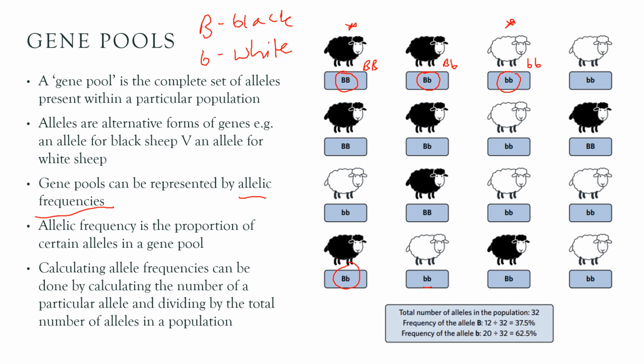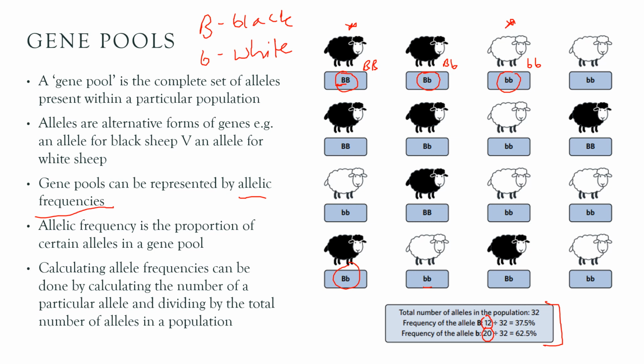So for example, if I wanted to figure out what the allelic frequency was for our capital B, for our black fur, I would count all the capital Bs in this population. So if you go through and count all of them, you will find that there are 12 black alleles in this population. And then do the exact same thing for the white alleles, and you'll find that there are 20 white alleles in the population. We also have 32 sheep in total, so you can see down here the calculation that we would use to figure out the allelic frequencies, and they're the exact same as figuring out population percentages in populations.